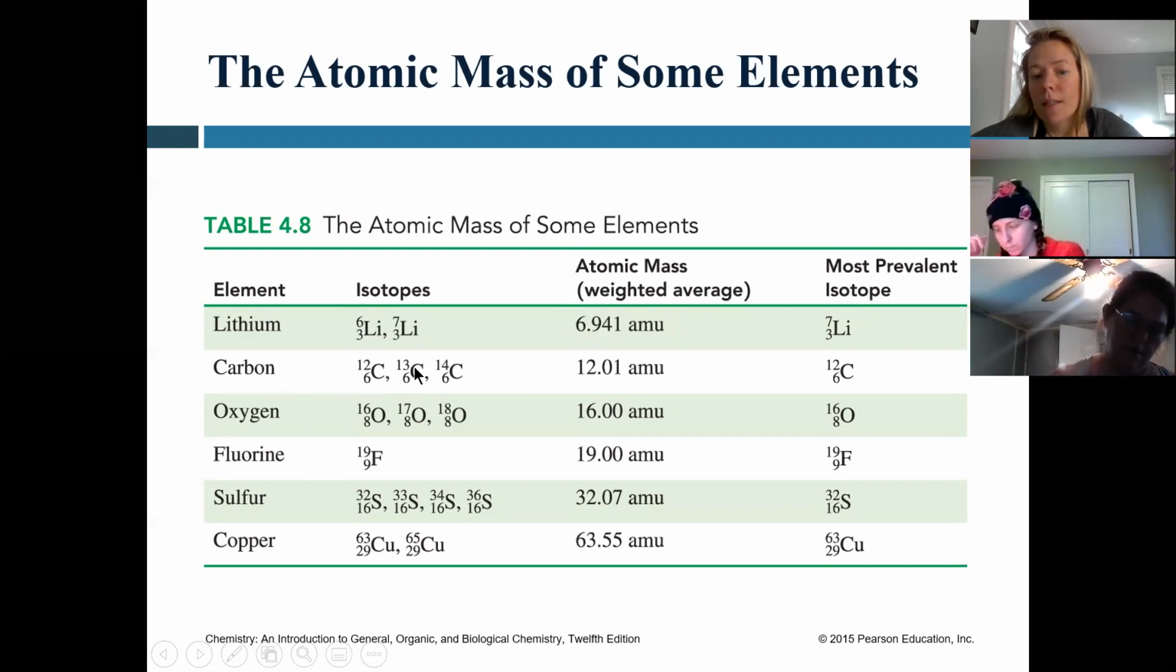Here's all of our carbons, 3 different isotopes, but the average atomic mass is 12.01. Which one do we expect to see the most often? Carbon 12. Oxygen is 16 AMU, almost on the dot. So we really have very small amounts of 17 and 18. 16 is the most common.